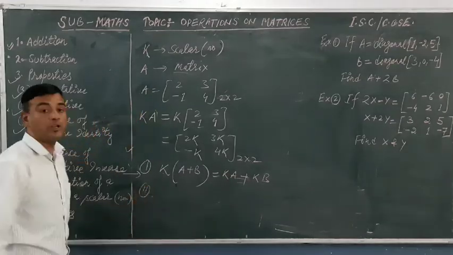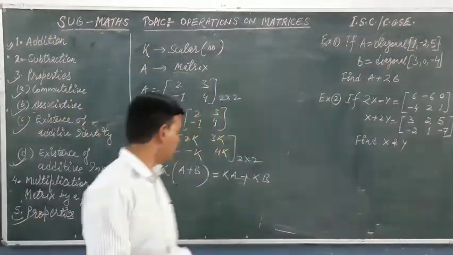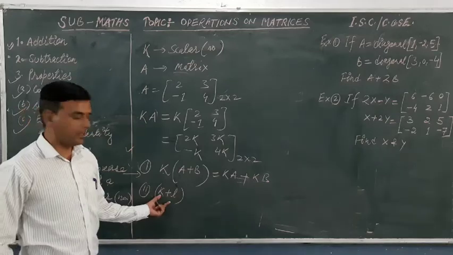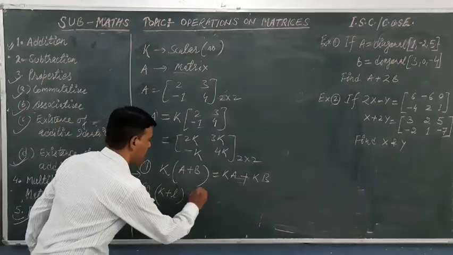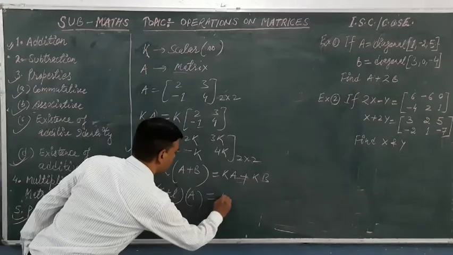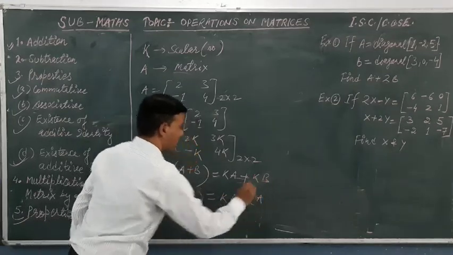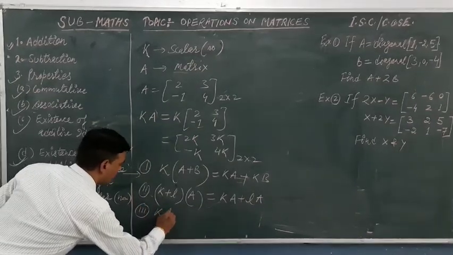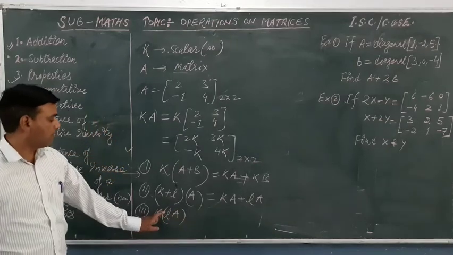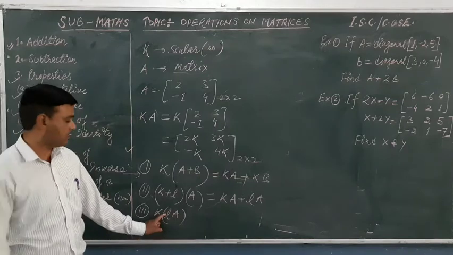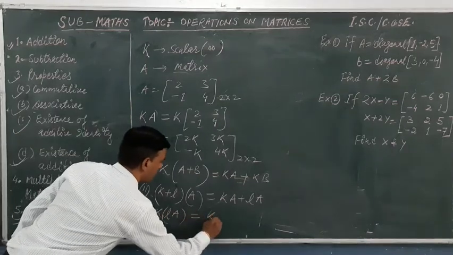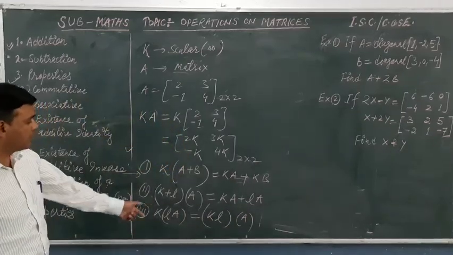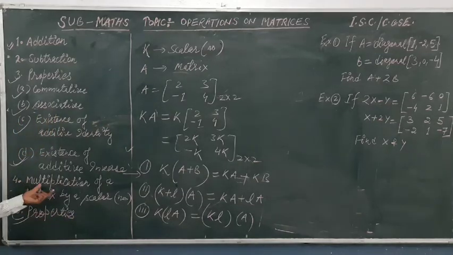Or the second property: if we have two scalars and one matrix, what will happen? Suppose K plus L, two scalars, is multiplied with any matrix A, then you will always get KA plus LA. Another property: if there are two scalars K and L, then K into L multiplied with the matrix A, we will always get K times L times A. In this way, you can get different properties based on scalar multiplication of matrices.